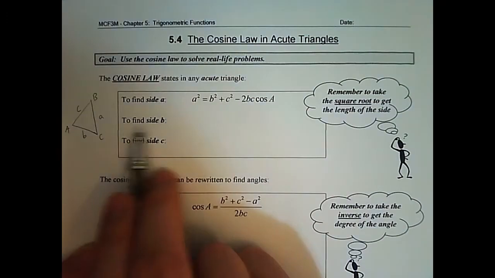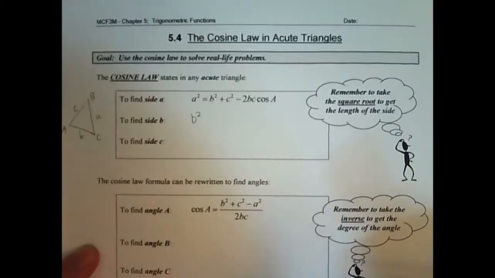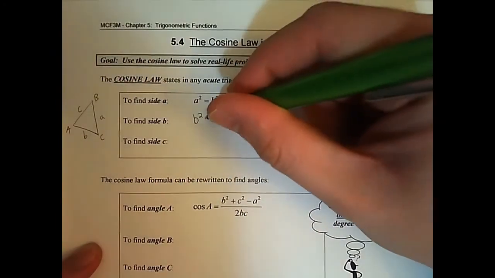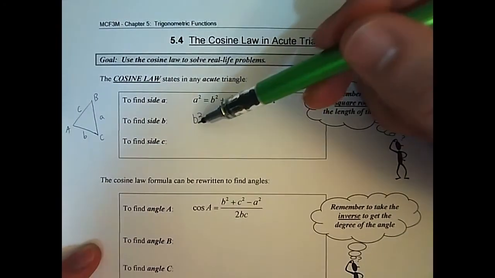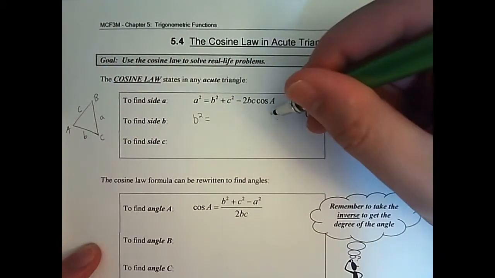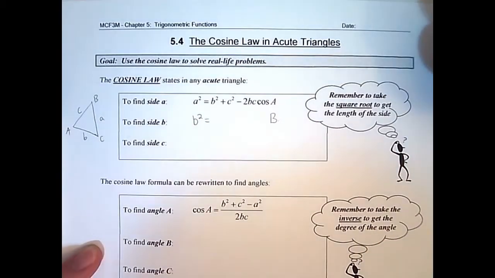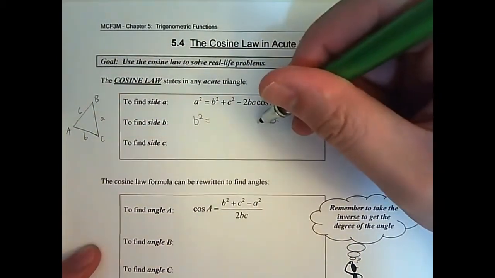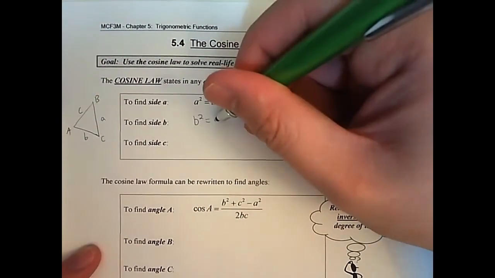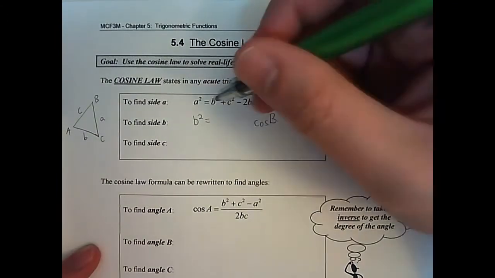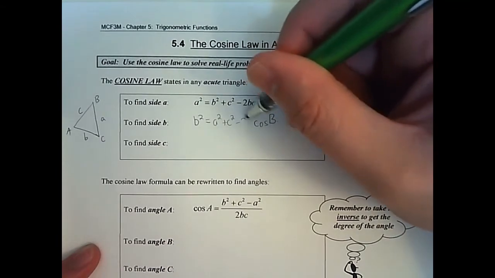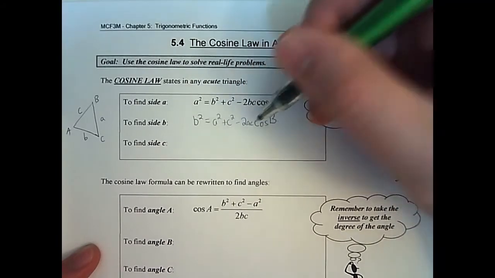If I want to solve for side b, I'm going to put it as b squared. The way I remember it is, if I have b squared, side b here, at the other end is going to be angle B. Then, since we're doing cosine law, for the angle we're going to have cos beside it. The rest is just the other letters that I haven't used yet. So we have a squared plus c squared minus 2ac cos B.